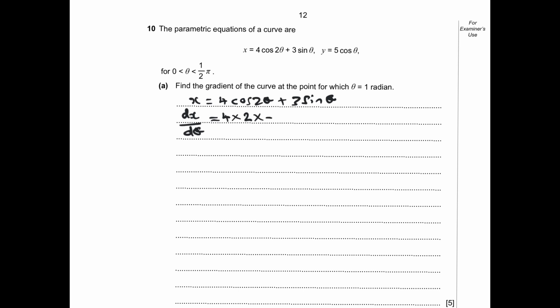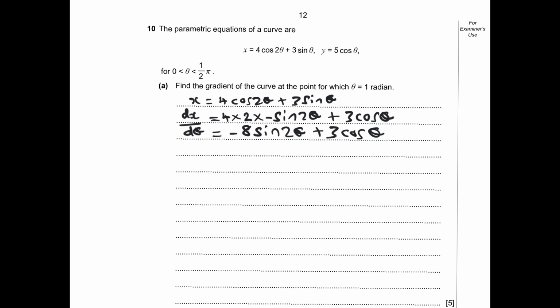So we are going to have negative sine 2 theta plus the derivative of 3 sine theta, which is going to be 3 cos theta. So we need to simplify this before we do anything. What is it going to be? This is going to be negative 8 sine 2 theta plus 3 cos theta. All right, that's what we are having there.